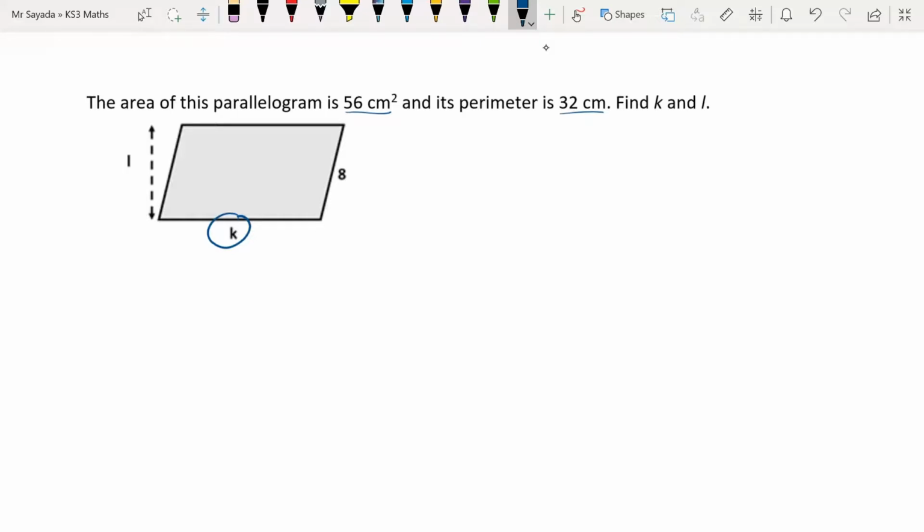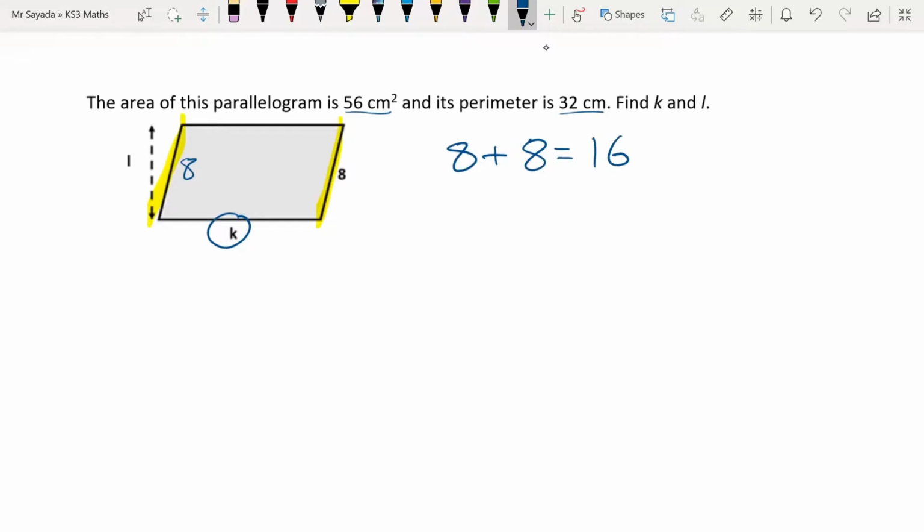So the first thing you should have done is known that these two sides both have what length? Say your answer to the video. Those two sides both have a length of 8. What is the total of those two sides? Say your answer to the video now. You should have said 16.